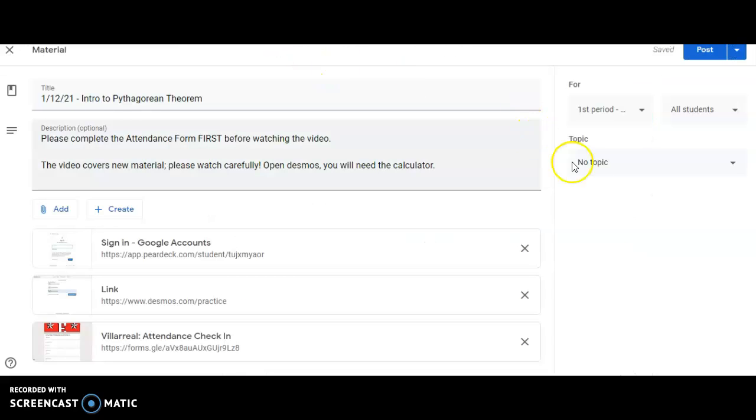Okay, in your classwork tab, we are in T3, week 2. Today's date is 1/12/21, and we are starting the Introduction to Pythagorean Theorem. On your assignment list here, there are 3 things posted. There will be 4 after I attach this video.